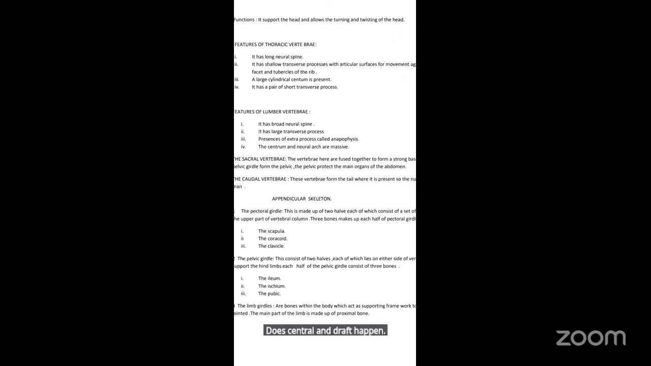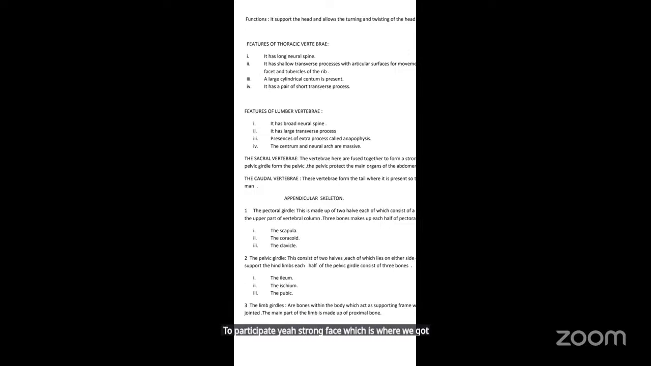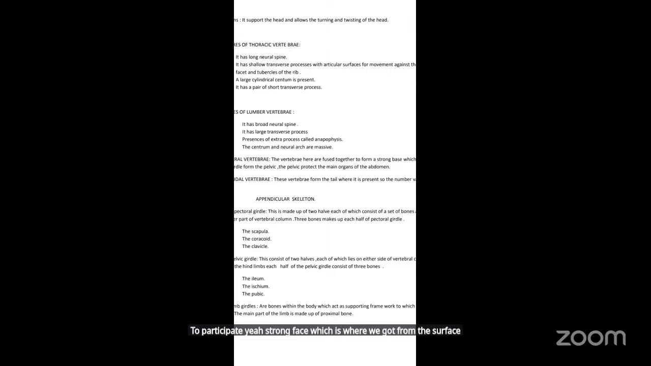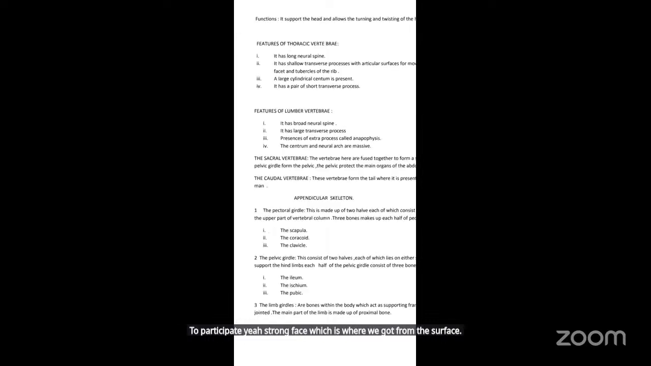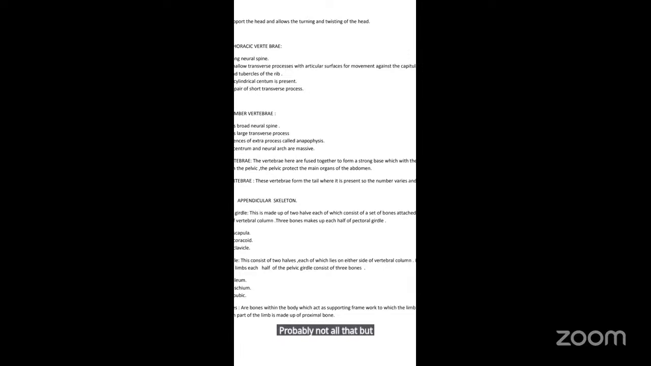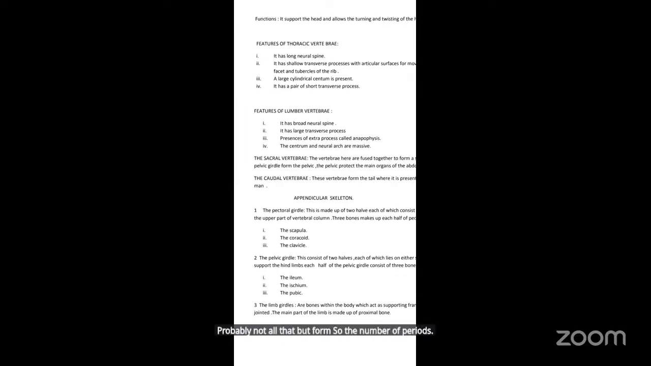Then the sacral vertebrae. The vertebrae here are fused together to form a strong base with which the pelvis protects the abdominal organs. The caudal vertebrae form the tail where it is present. So the number varies, and in man it is vestigial.